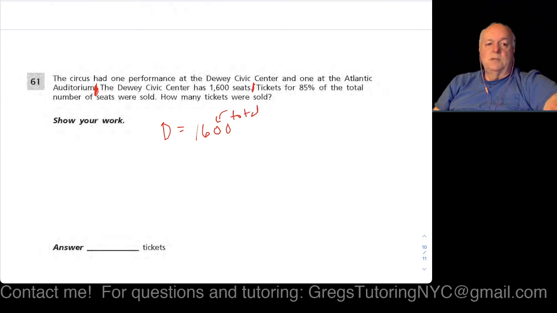So sold is equal to the number of seats, the total seats, times 85%. Okay? So the number sold is 1,600 times 85 over 100. Okay? These 2 zeros go away, these 2 zeros go away. So I'm left with 85 times 16.